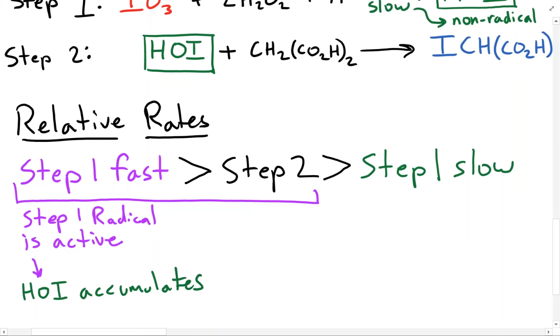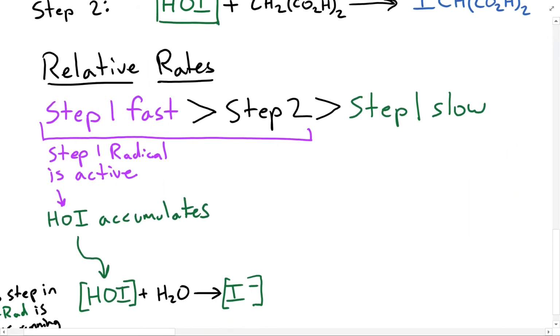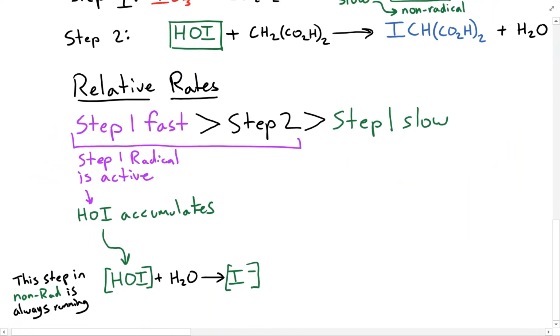When HOI accumulates, interestingly enough, high concentrations of HOI produce I⁻. This is interesting because this step is a step in the non-radical pathway. And of course, the non-radical pathway is always going. So even right now, step 1 is dominating, the radical method is dominating because it's so much faster. But step 1 slow is always going. The high concentration of HOI combined with the water is going to produce I⁻.